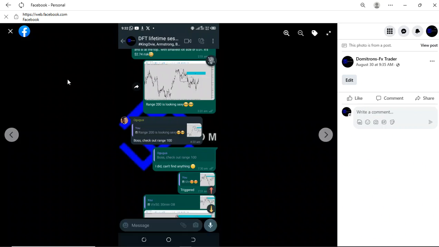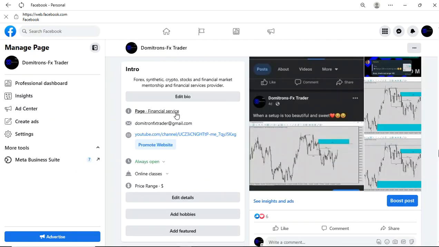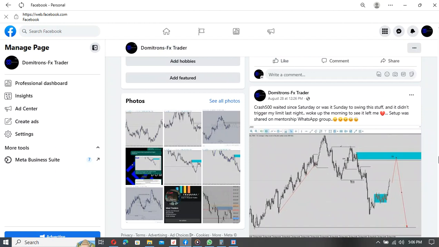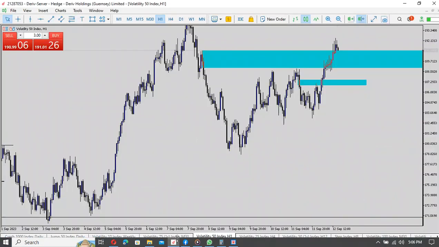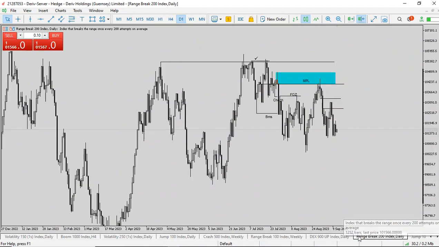I also shared it on my group, and this is where it got triggered, right there. And yeah, I think I took the trade also, but then I left the market because range break is too slow. Now everything about range break, like everything I've learned about smart money concepts, it works out everywhere. It works out everywhere.